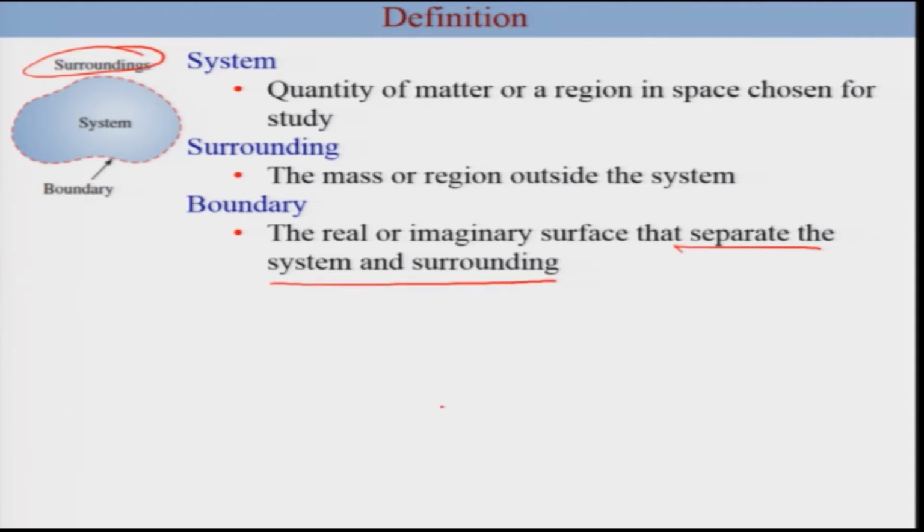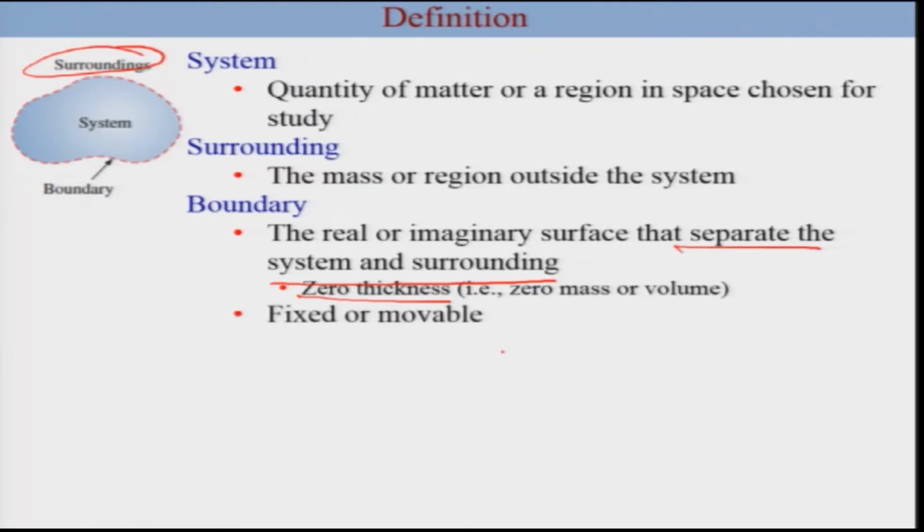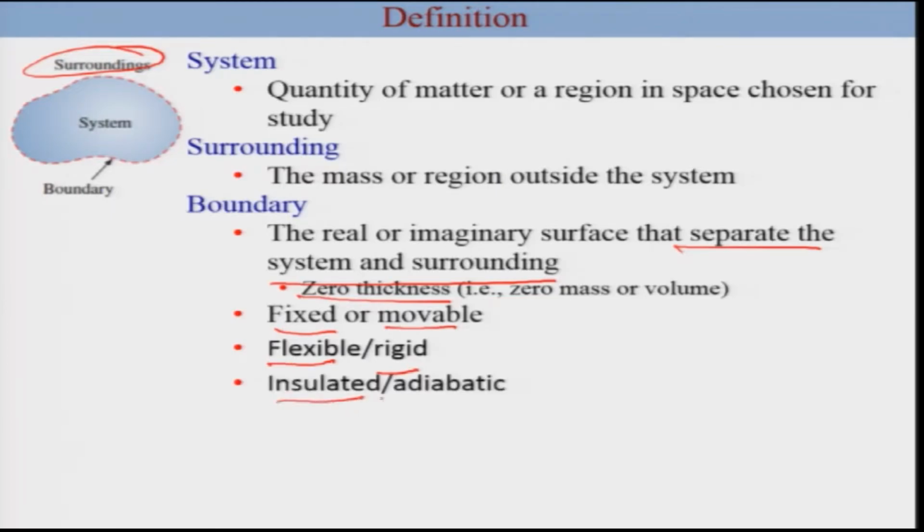This is how we define it, but the boundary could be of many types. The more important thing is that the boundary has zero thickness, zero mass and zero volume, but it can be fixed or movable, flexible or rigid, insulated or adiabatic. Insulated means it does not allow any heat to transfer; insulated and adiabatic are basically synonymous. And the other possibility is conducting, or basically diathermal.